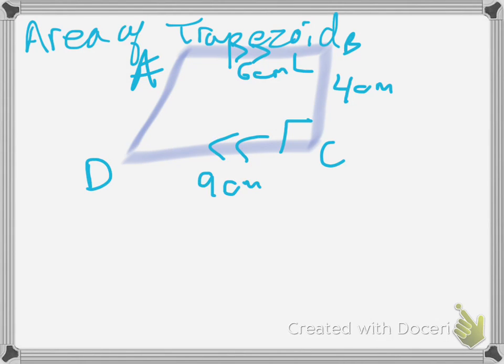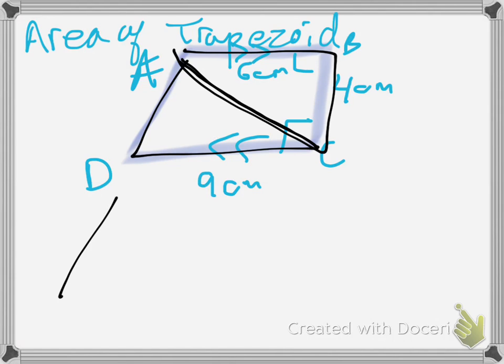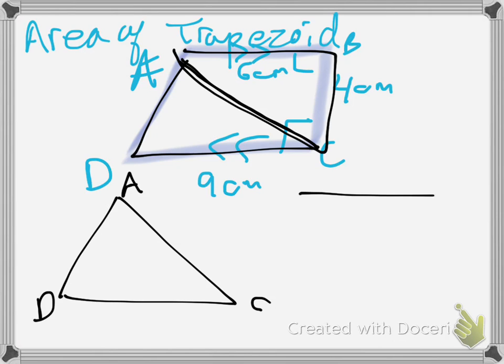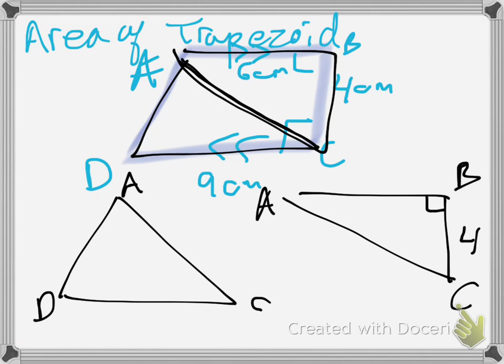Okay, so what you can do is say, I know that if I were to cut this shape in half with a diagonal, I would have two distinct triangles. I would have triangle ACD, and I would have triangle ABC. And that would be a side length of 4, right angle, side length of 6. This would be a side length of 9.